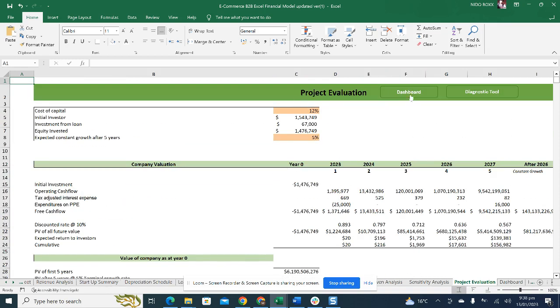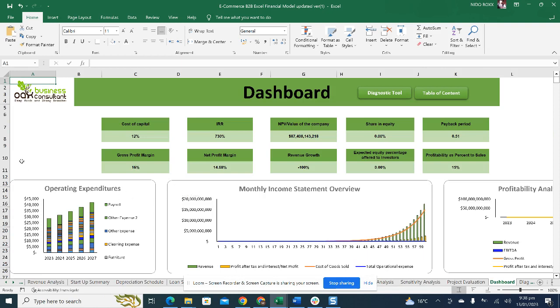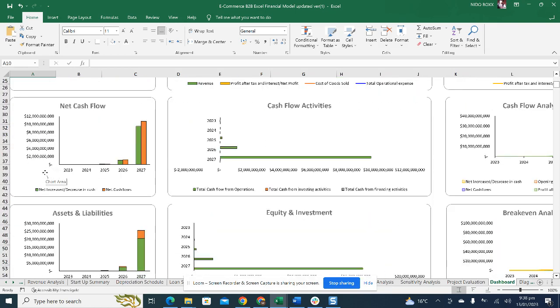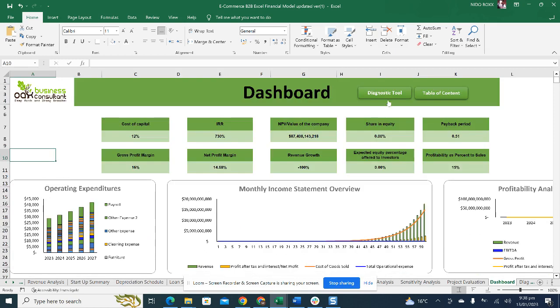Moving on to dashboard. The dashboard shows the overall performance of your company in graphical representation. It will help you to analyze your business performance in graphical form.